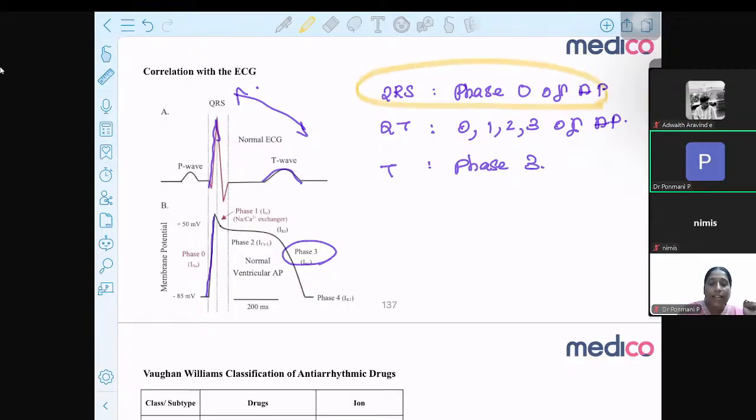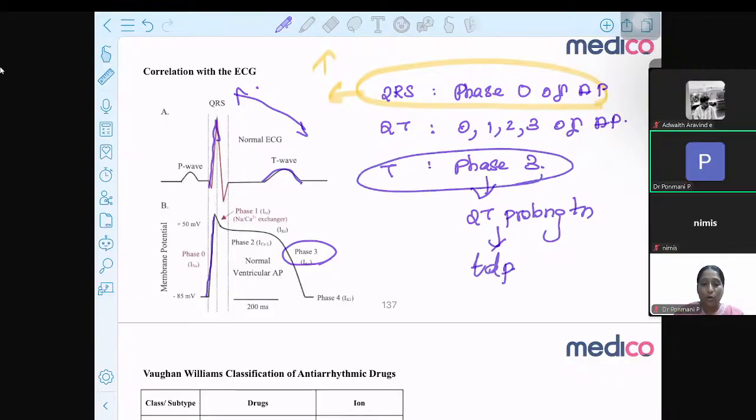So any drug which is going to decrease phase 0 by blocking the sodium channel is going to increase what? It is going to increase the QRS. And any drug which is going to block the potassium channel, because the potassium channel only acts in phase 3, is going to cause QT prolongation, which is responsible for torsades de pointes development. Okay, so these two points you need to remember.